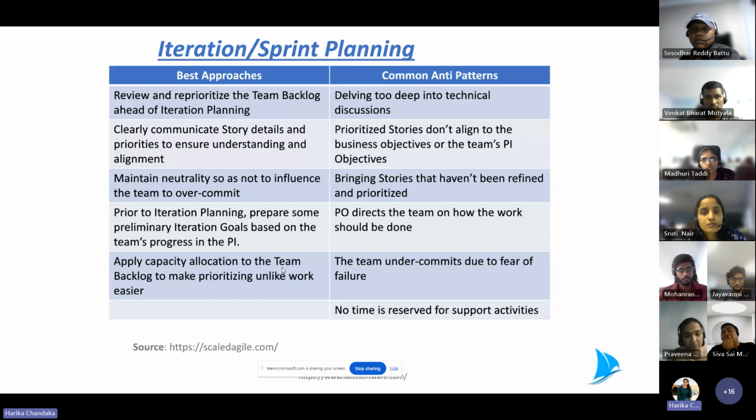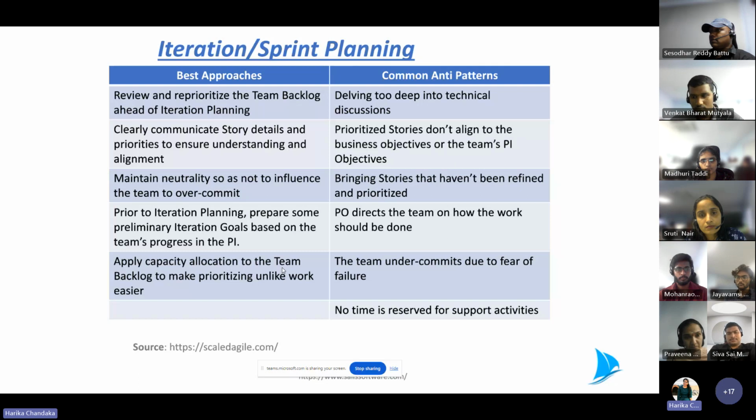So the best approaches are: review and reprioritize the team backlog ahead of iteration planning. It's always advisable for the product owner to have the backlog refinement call. If it is the first sprint, then that is okay, the product owner can actually define the terms. If not, always have a backlog refinement call to understand what can be done for the further sprints, and clearly communicate the story details and priorities to ensure understanding and alignment.